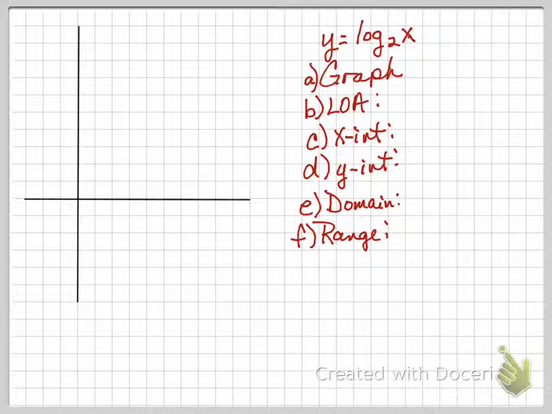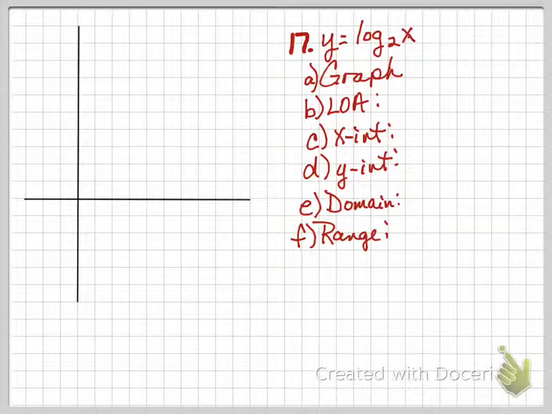Okay, we've got log base 2 of x equals y. It wants us to graph it, and then we need the line of asymptote, the intercepts, domain, and range. This is number 17. Alright, so let's start off with graphing this.